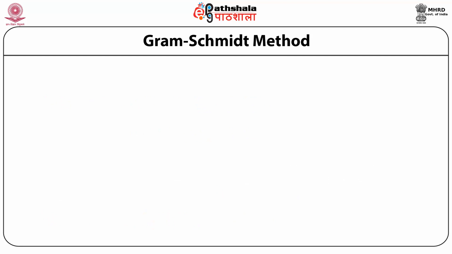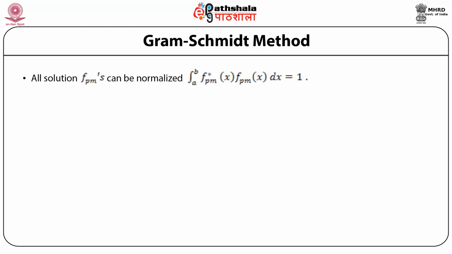Now the Gram-Schmidt method consists in that all solutions fpm can be normalized. Take any solution fpm; normalization of the solution means that the integral from a to b of the product fpm star fpm integrated over dx is equal to 1.